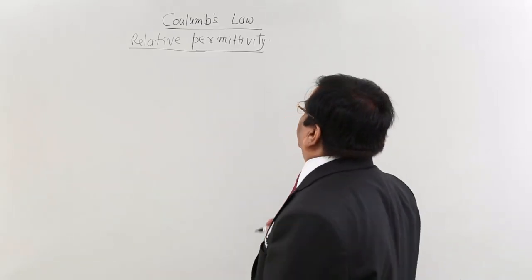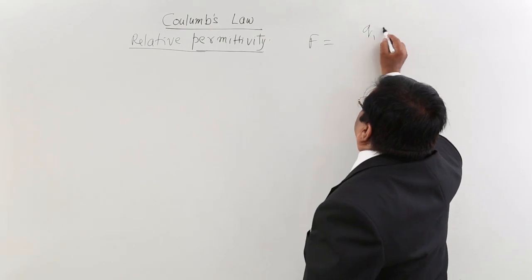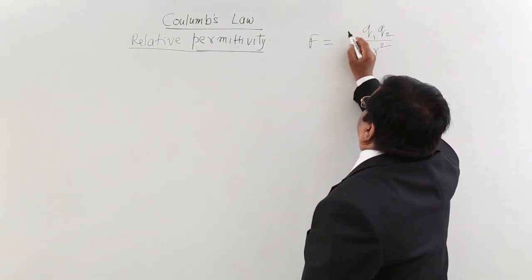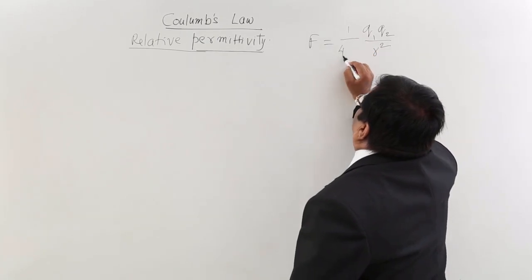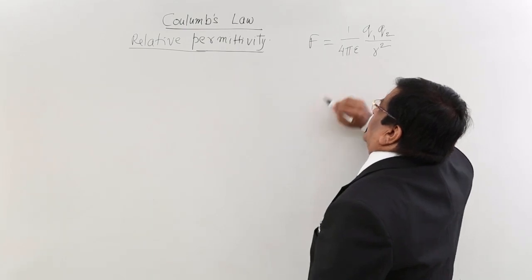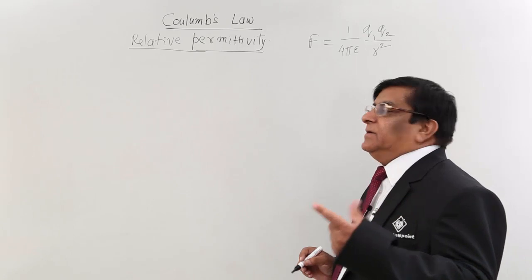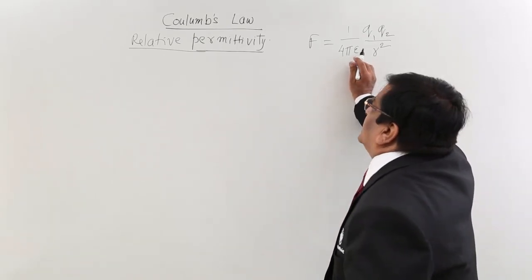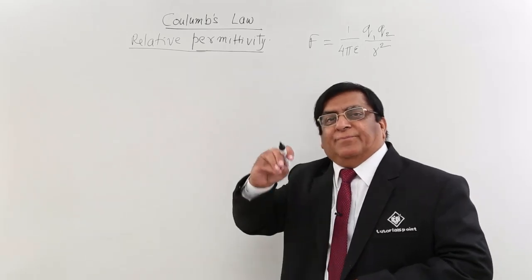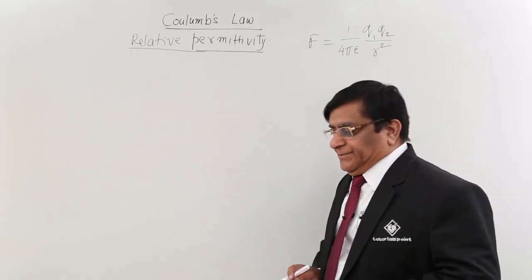We have seen Coulomb's relation of the force. Force between two charges depends upon the product of the two charges, is inversely proportional to the square of the distance, and depends on the medium characteristic. This is permittivity, epsilon. This is a number which says the electrical characteristic of the medium, how much it will absorb. The more the permittivity, the less the force.